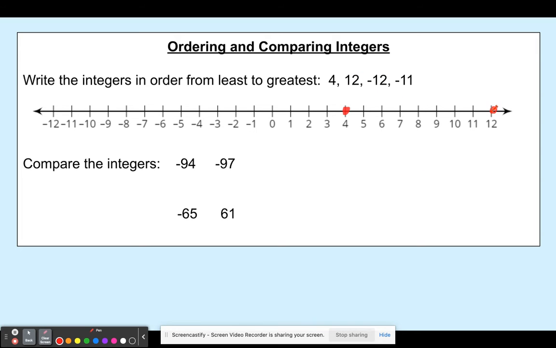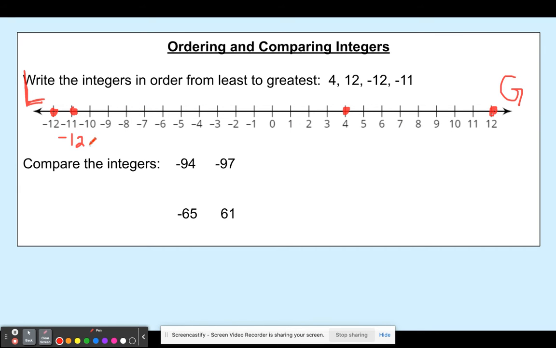+12, I'm going to put a dot. -12, well, that's on the negative side. -11. So what I just did is I plotted. I put a dot on each of the numbers in this list. Once you have them plotted, it's easy to tell the order from least to greatest because the furthest to the left is least, L for left, L for least, and the numbers further to the right are your bigger numbers, those greater numbers. So in order from least to greatest, we have -12.